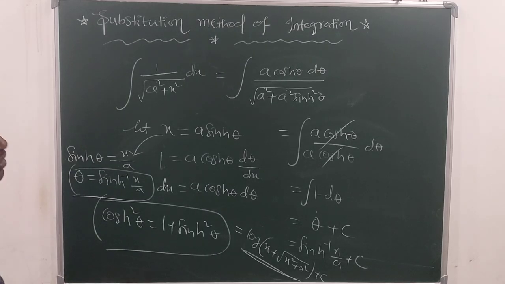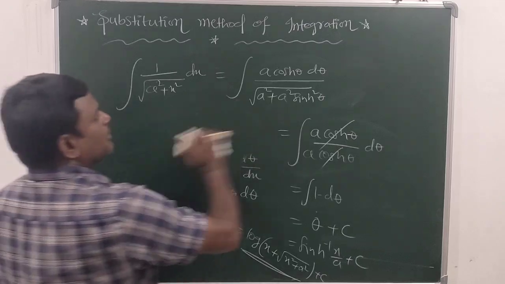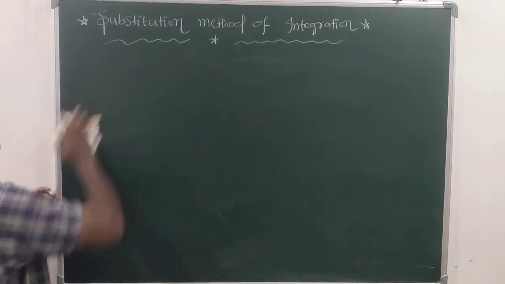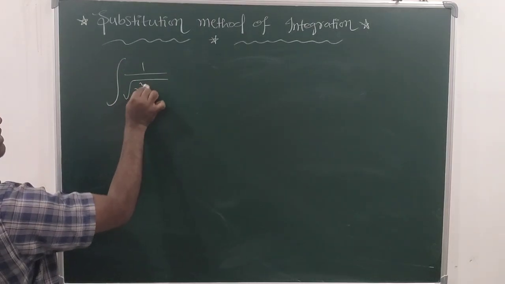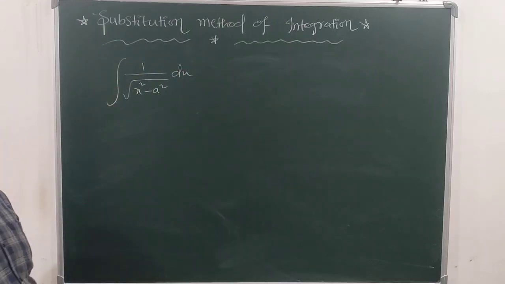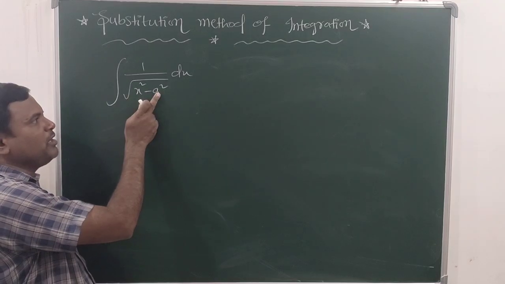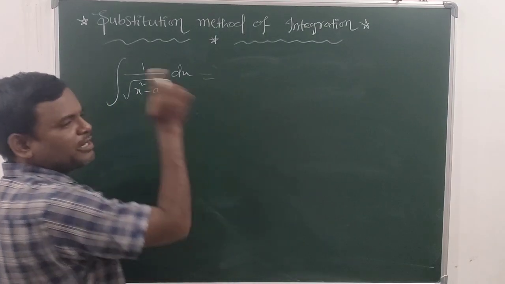Now let us go for one more function. See this, integral of 1 by square root of x square minus a square dx. Observe the previous two and this one. Here first a variable, next a constant is getting. So in this case follow the same procedure.